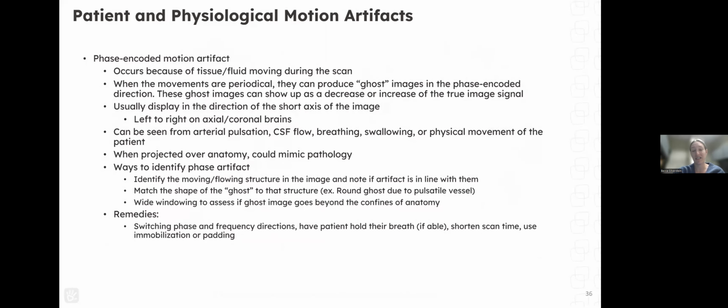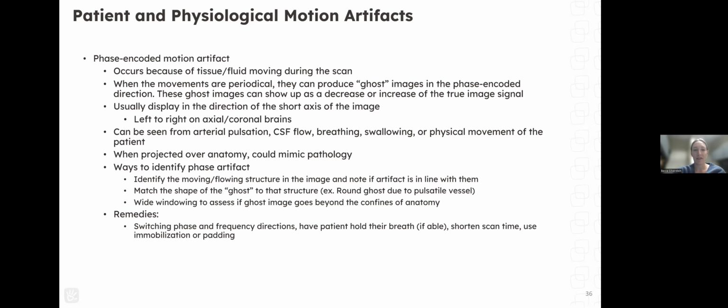You can also have patient and physiological motion artifacts. So something called a phase encoded motion artifact. This occurs when tissue and fluid is moving through the scan. These movements are usually periodical. They produce ghost images in the phase encoded direction, and these ghost images show up as a decrease or increase of the true signal. They usually are in the direction of the short axis of the image. So when you're looking at an axial cut or coronal, this is usually from left to right is where they'll show up. This can be seen in arterial pulsation, CSF flow, breathing, swallowing, and physical movement of the patient.